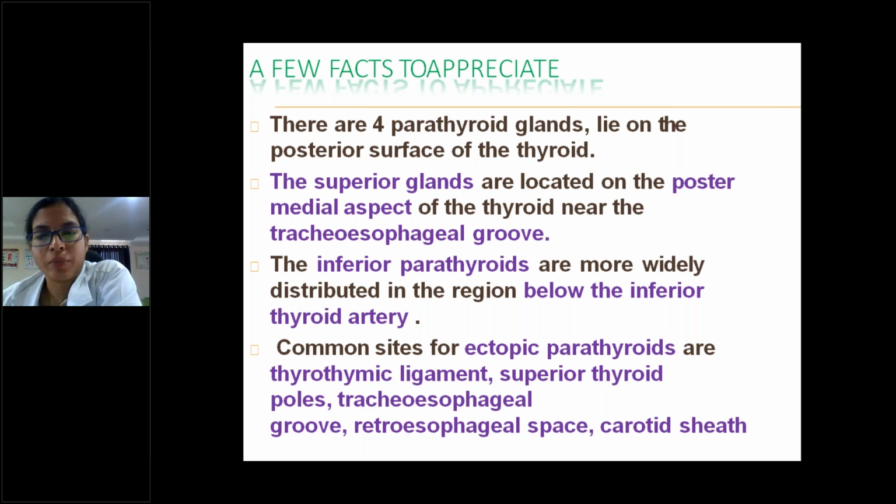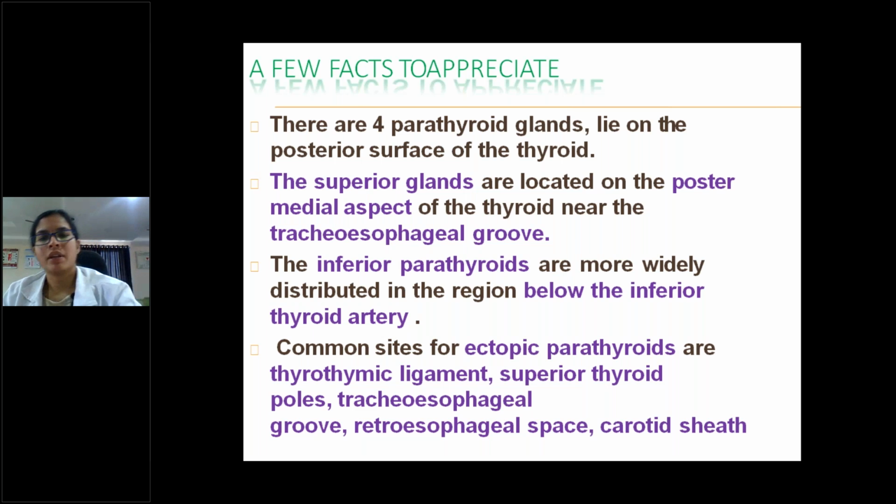These are the common sites for ectopic parathyroids. Why? Because along with the thyroid, the inferior parathyroids descend along with the thymus into the superior mediastinum. So there is a high chance of ectopic parathyroids. The thyrothymic ligament is nothing but connective tissue which connects the inferior pole of the thyroid and thymus, and this is also very important in retrosternal growth.